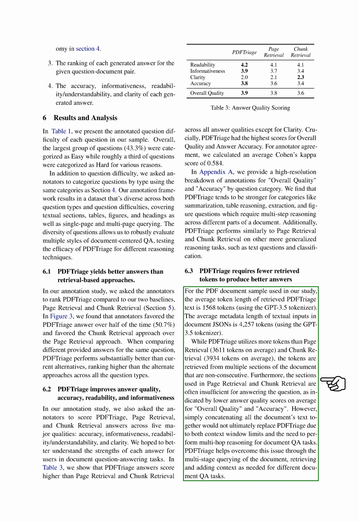While PDFTriage utilizes more tokens than page retrieval, 3,611 tokens on average, and chunk retrieval, 3,934 tokens on average, the tokens are retrieved from multiple sections of the document that are non-consecutive. PDFTriage helps overcome this issue through the multi-stage querying of the document, retrieving and adding context as needed for different document QA tasks.